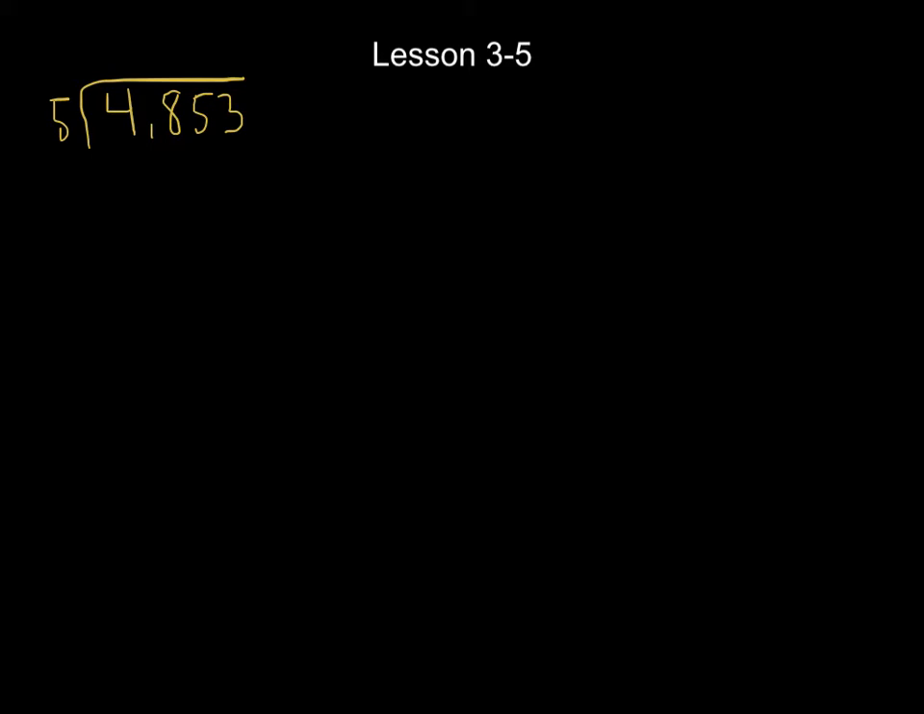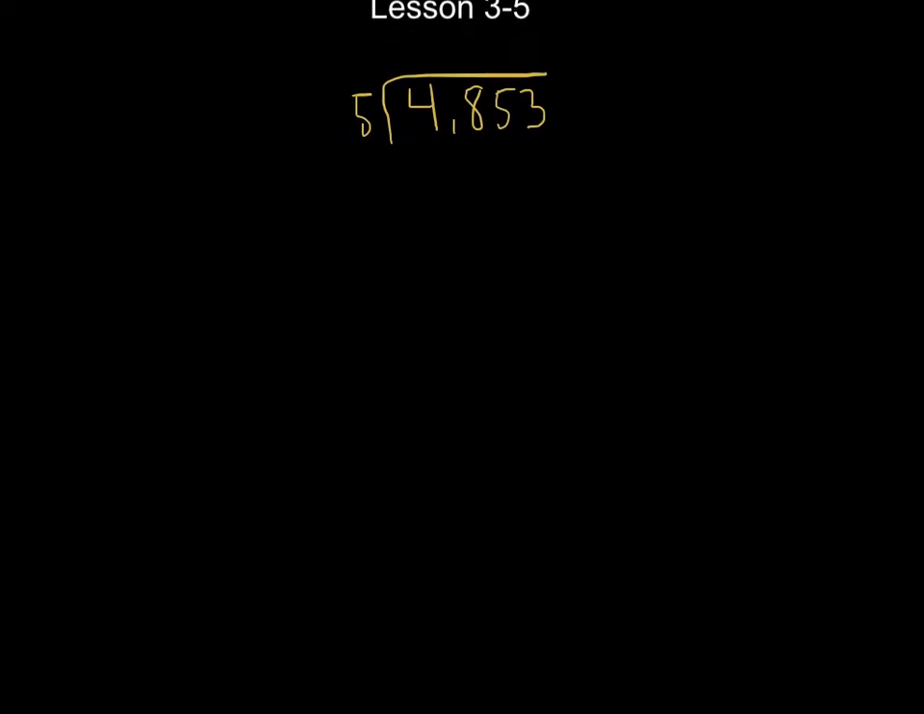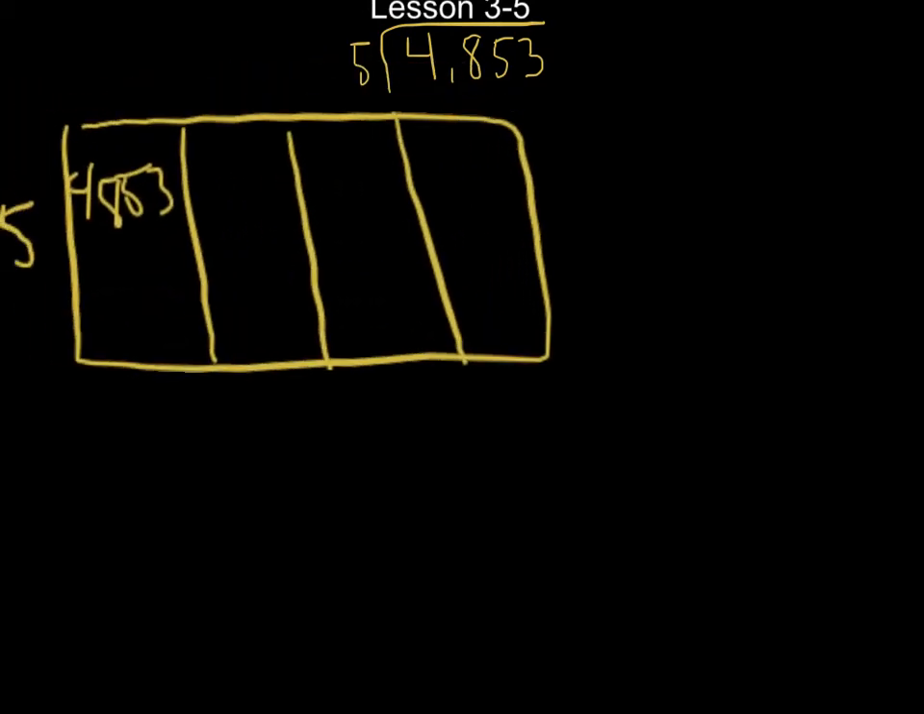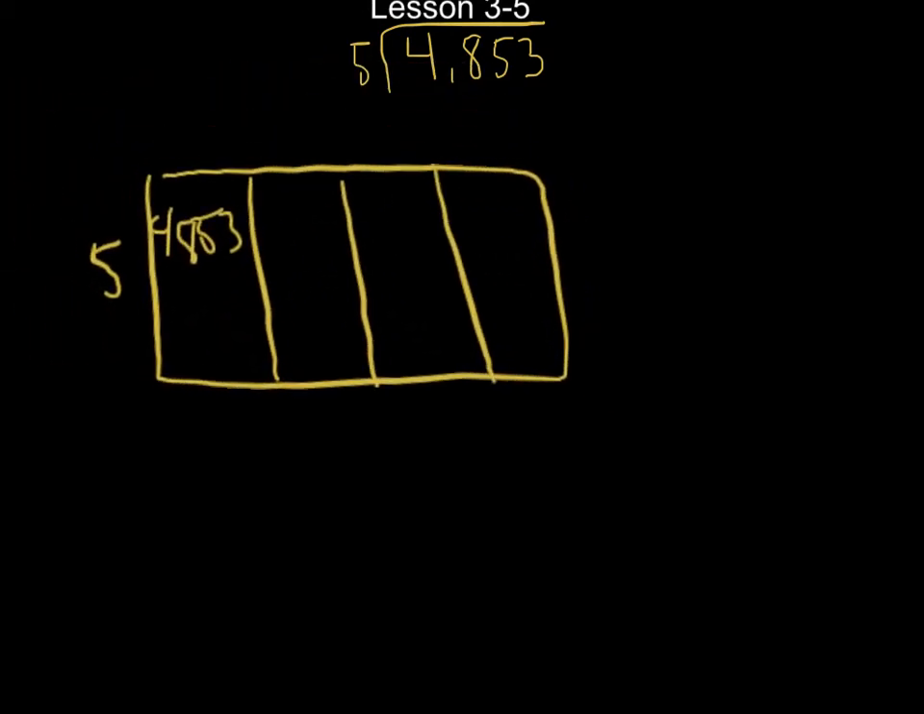Let's do 4,853 divided by, let's go 5, because that'll make you think a little bit. All right. So the first method I'm going to do is a square method, place value sections method, whatever you want to call it. I call it square method, just because it reminds us of when we do multiplication, a similar way. I'll shrink it down when I'm done.